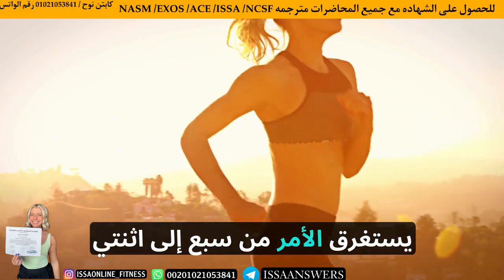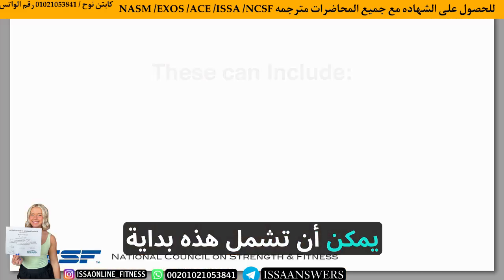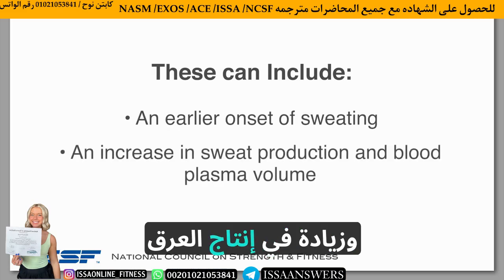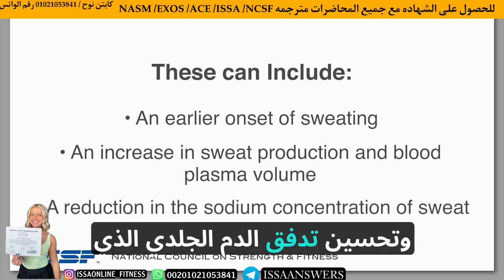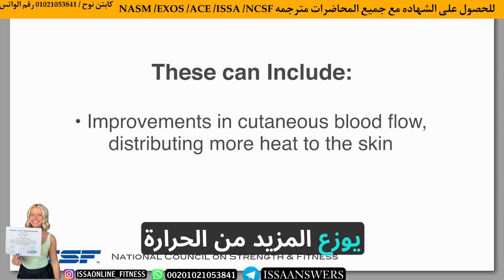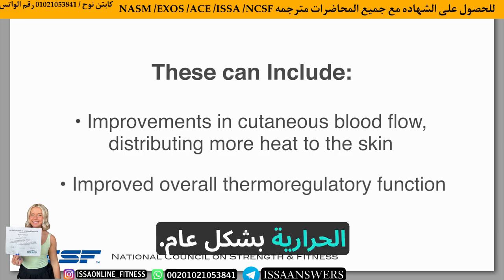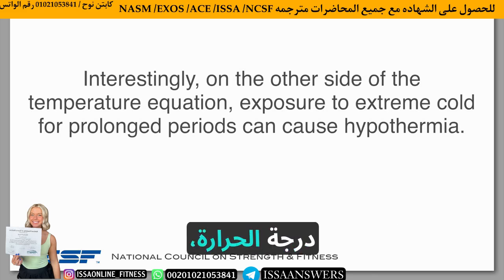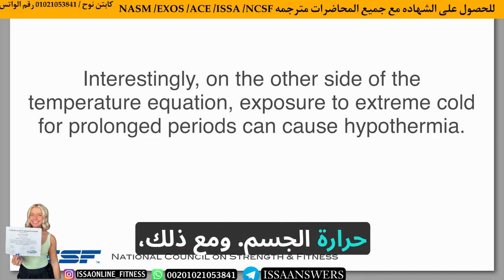Generally, it takes 7 to 12 exposures for physiological adaptations to occur. These can include an earlier onset of sweating, an increase in sweat production and blood plasma volume, a reduction in the sodium concentration of sweat, improvements in cutaneous blood flow, distributing more heat to the skin, and improved overall thermoregulatory function. Interestingly, on the other side of the temperature equation, exposure to extreme cold for prolonged periods can cause hypothermia.